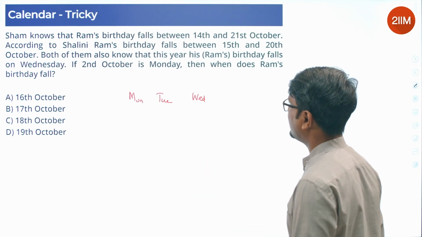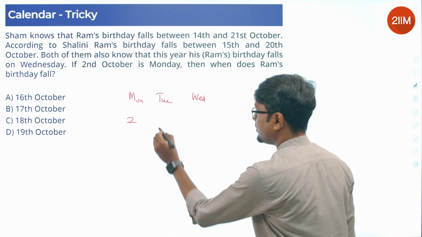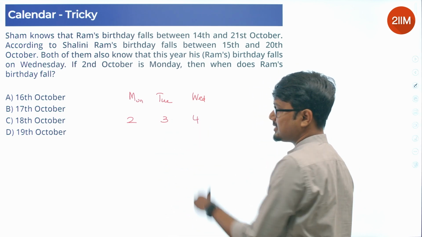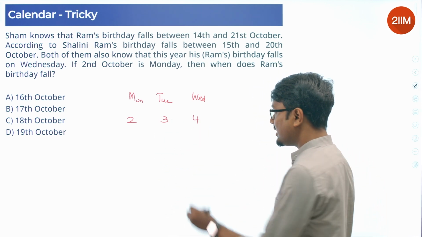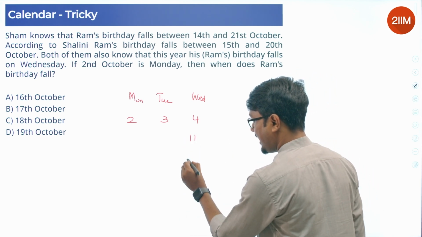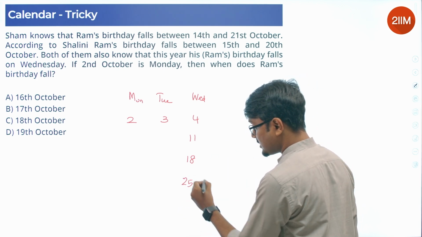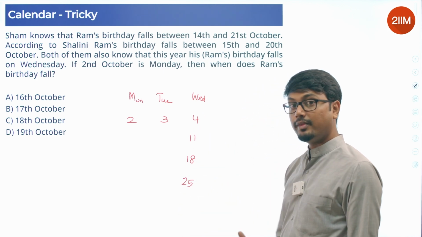We'll solve it. 2nd October is Monday. Then 3rd October will be Tuesday. 4th October will be Wednesday. 7 days later, that is 11th, would be Wednesday. 18th would be Wednesday. Then plus 7, 25 would be Wednesday. So these are the Wednesdays of that month, October.